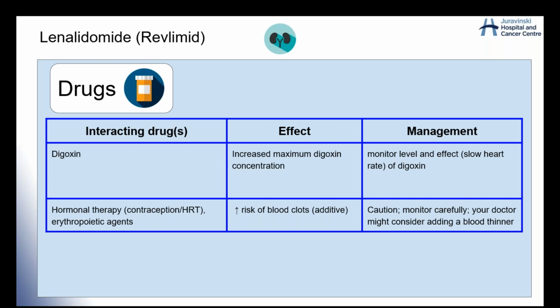The same concept we talked about earlier about hormone replacement therapy interacting with medications. In this instance, hormone replacement therapy can cause blood clots, and lenalidomide can cause that too. So there's an additive effect here, and we want to monitor carefully, and we might consider adding a blood thinner or maybe using a different method of contraception if possible.